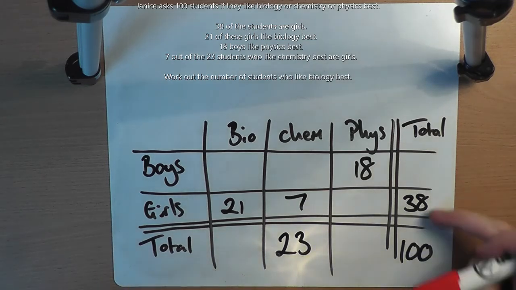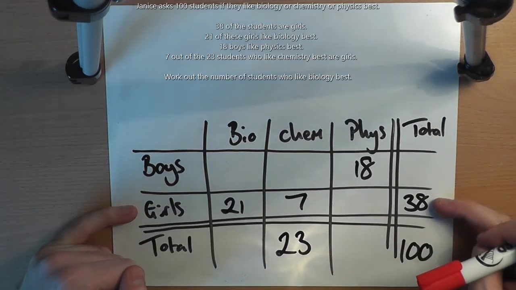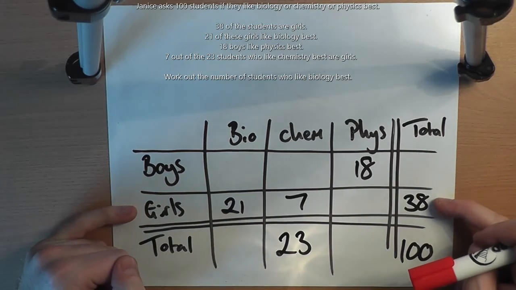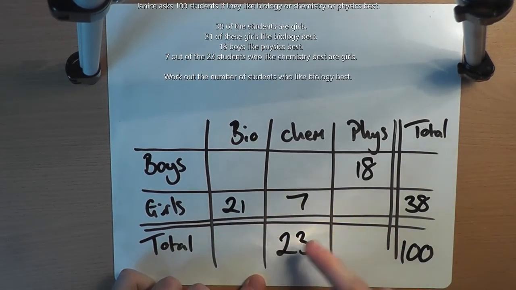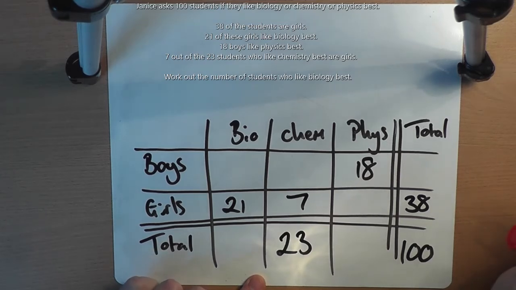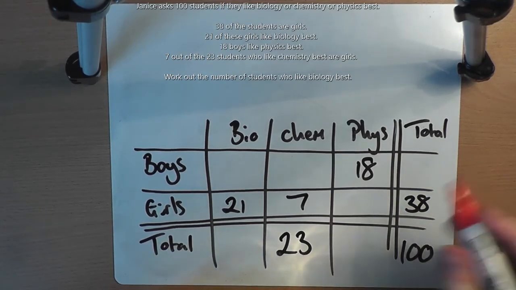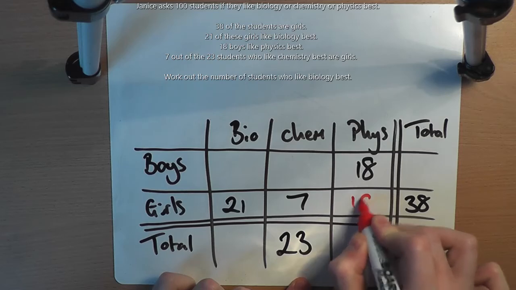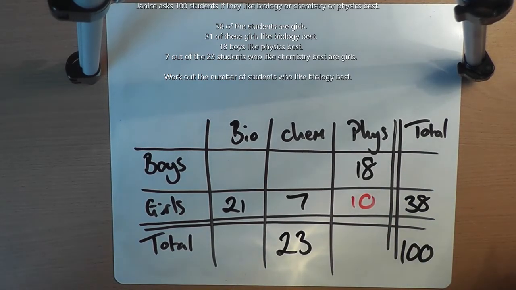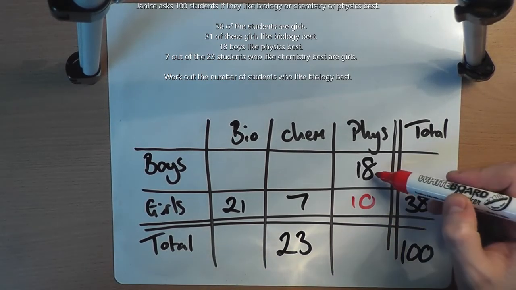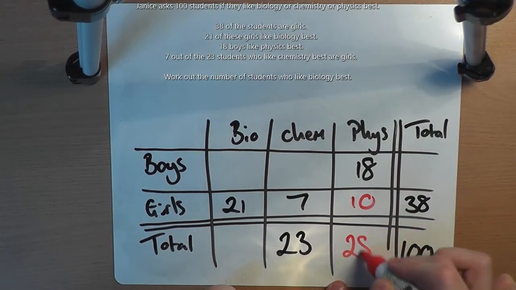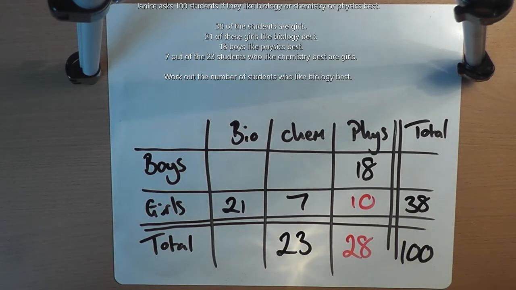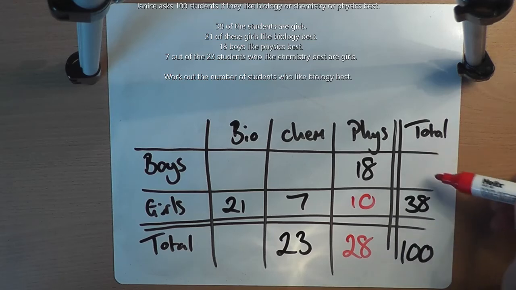So I'm going to start here on the girls row. It doesn't really matter where you start, wherever you spot there being something you can fill in, but I'm going to try and fill this one in first. So we've got 38 girls in total, 21 of them like biology, 7 of them like chemistry, that's 28, which means there must be another 38 less 28 is 10 girls who like physics best. If there are 18 boys who like physics and 10 girls who like physics, that's 28 students who like physics best in total. Let's fill in this one here for the boys then.